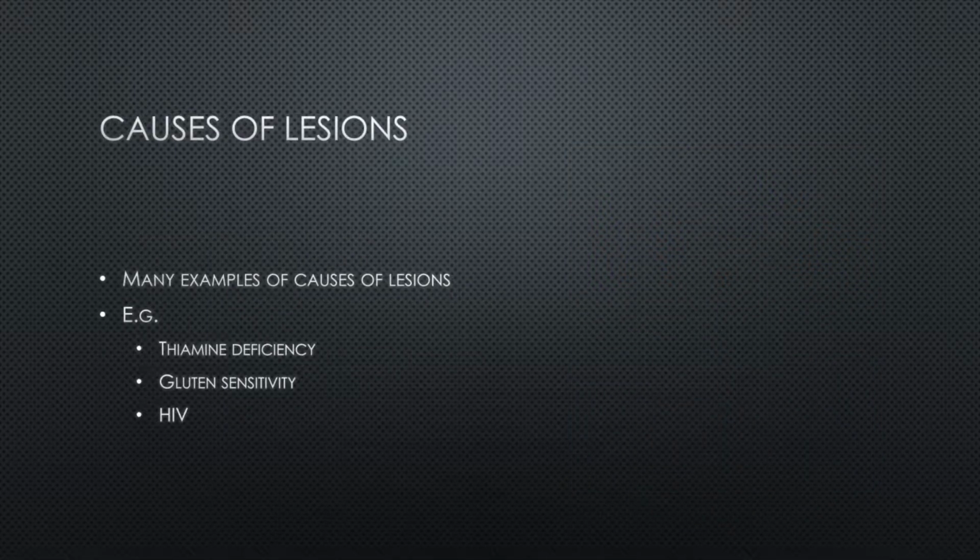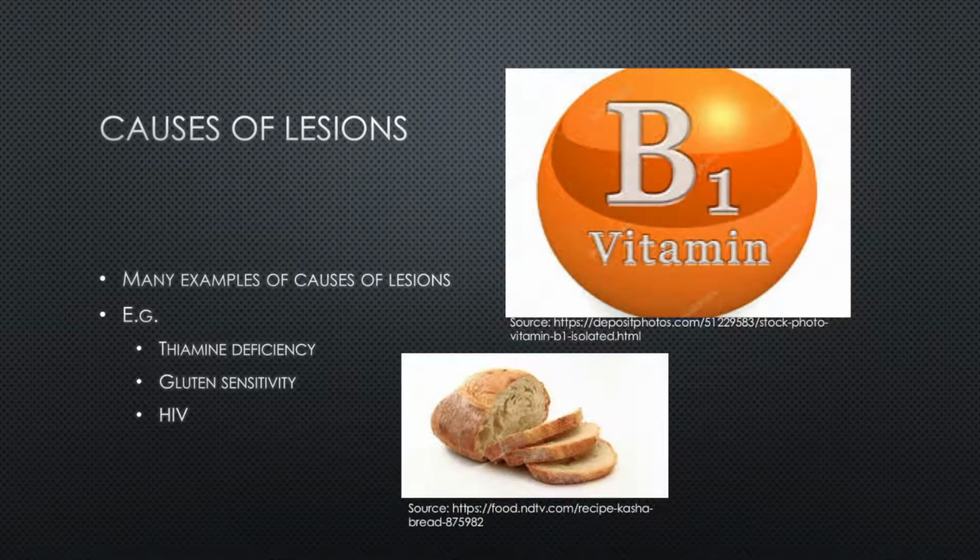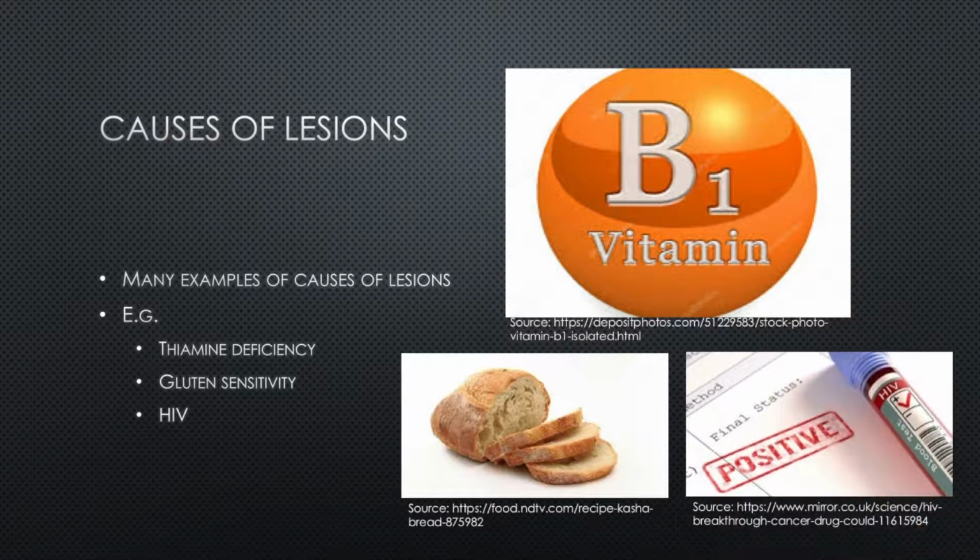Although drugs such as alcohol can temporarily impair the cerebellum, there are many ways that lesions can occur in this area. 3 examples of causes of lesions are thiamine deficiency, gluten sensitivity, and human immunodeficiency virus, more widely referred to as HIV.